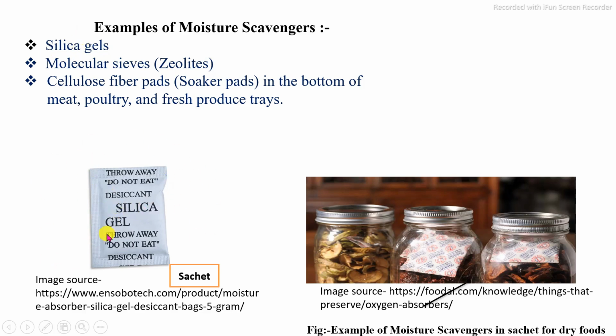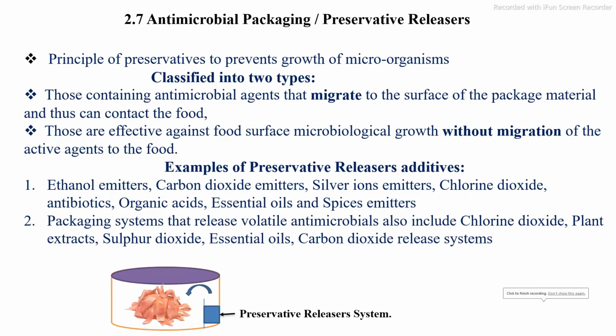Declare silica gel, throw away, do not eat. This is the desiccant used for the packaging of dry food products. The second one is molecular sieves, that is, zeolites, and cellulose fiber pads, mostly used for the packaging of meat, fish and poultry related products. Next is the active packaging system, that is, antimicrobial packaging or the preservative releasing system.